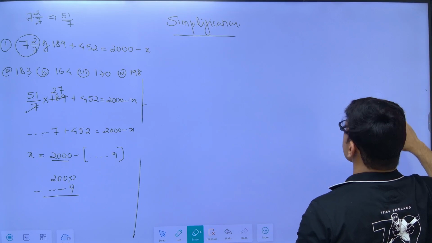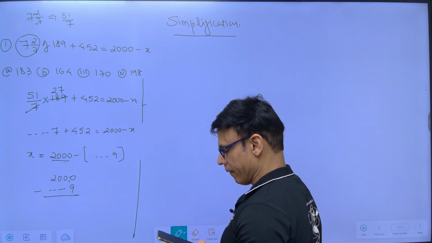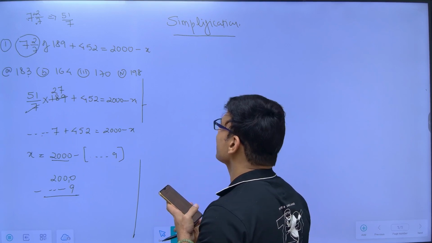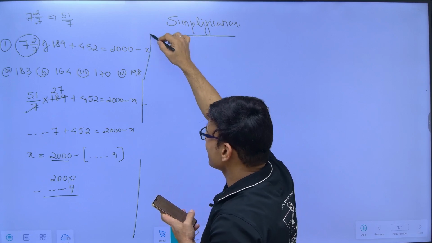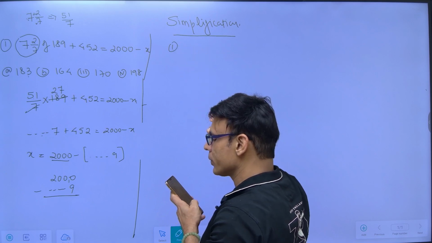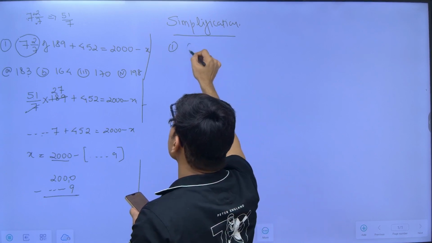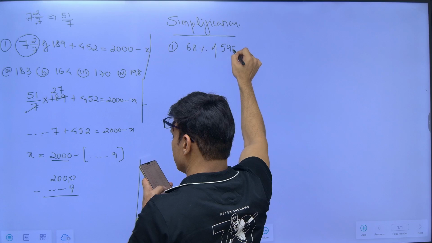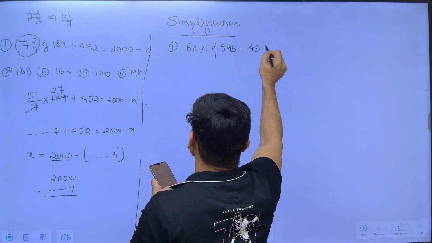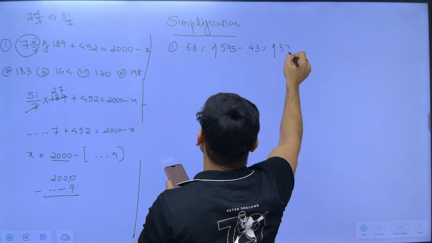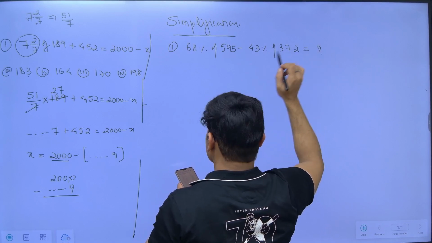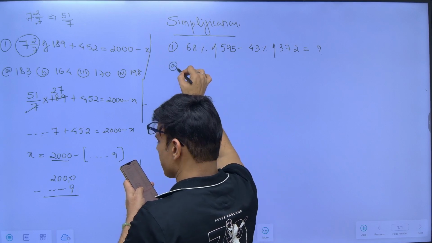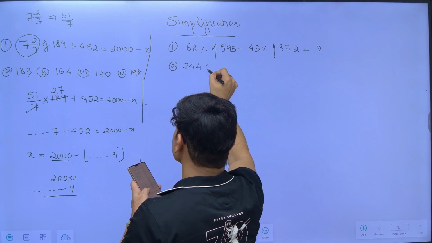Okay, next is, so simplification does not require any concept, you just have to remember BODMAS. Let me write down few questions for you. Try these questions. Find 68% of 595 minus 43% of 372. This is equal to how much? And the first option is 244. Don't use calculator.